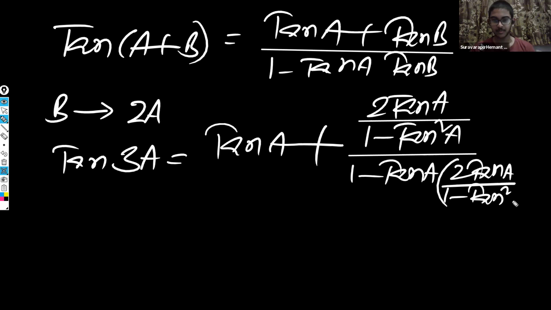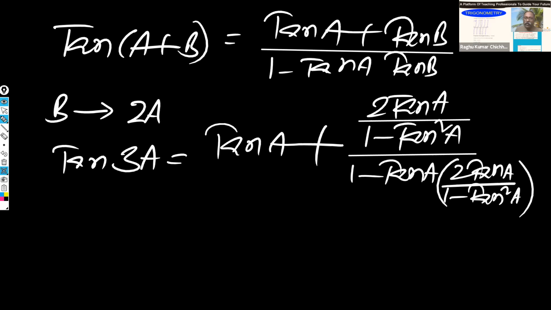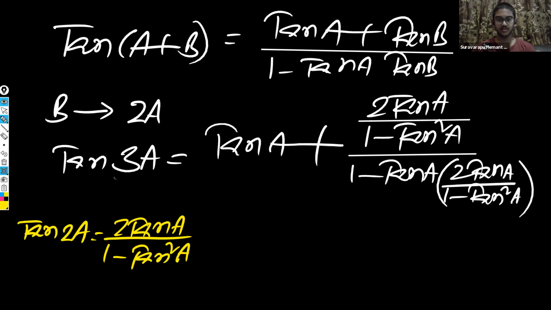No, sir, this part I didn't get it properly, sir. You replaced B with 2A, no? Yes, sir. Then you will get tan 2A here. Yes, sir. What is the formula we derived for tan 2A? Just now I explained. 2 tan A by 1 minus tan square A. That one. That's it. Okay. So it's whole divided by 1 minus tan A into tan 2A again, you will get, no? Yes, sir.